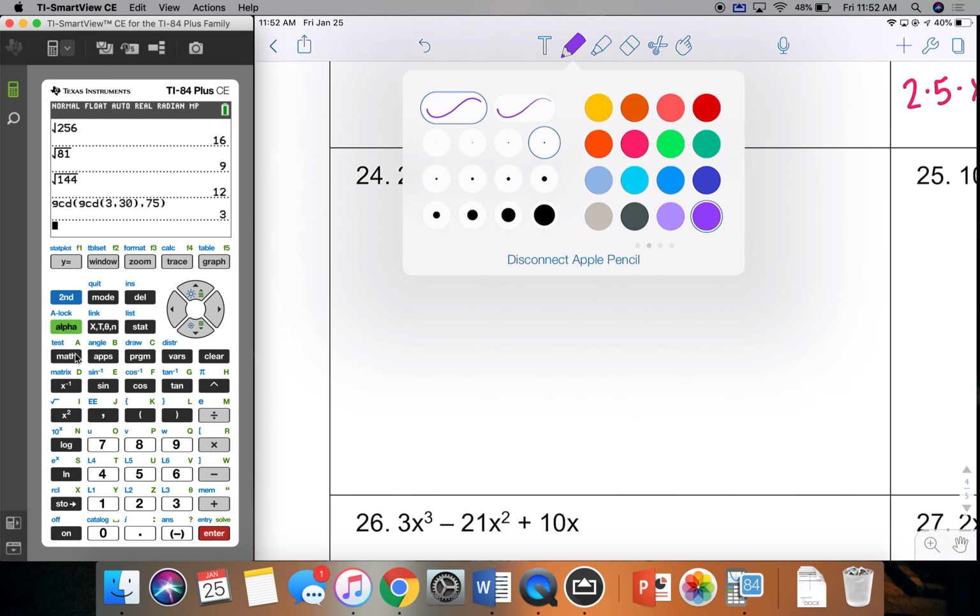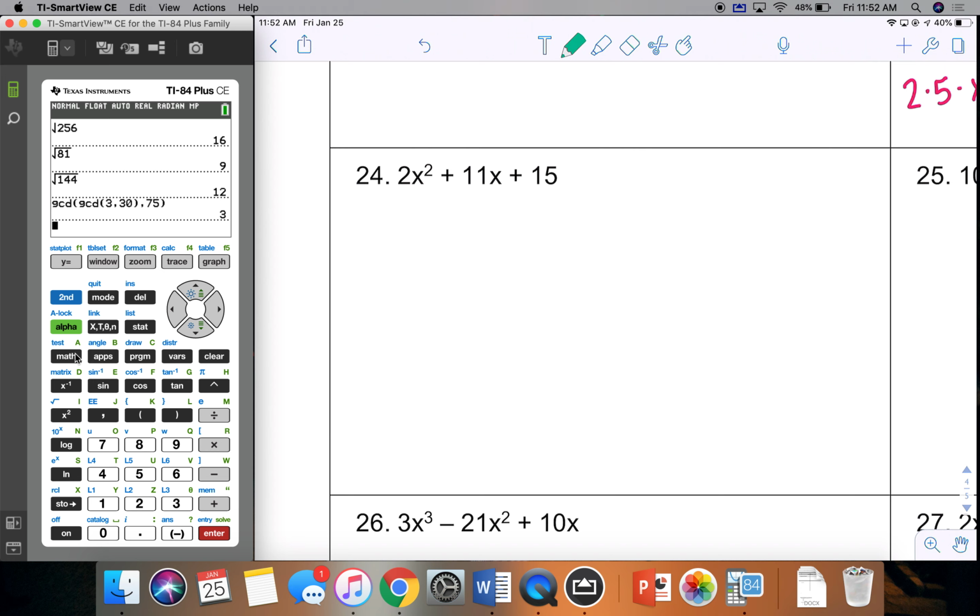Problem 24, I'm looking at 2x², 11, and 15. 11 and 2 are both prime numbers, and 2 can't go into 11. But if you weren't sure, math number 9, I'm looking at 2 and 11 and 15. And my GCF is a 1. So I need to use my GPS.